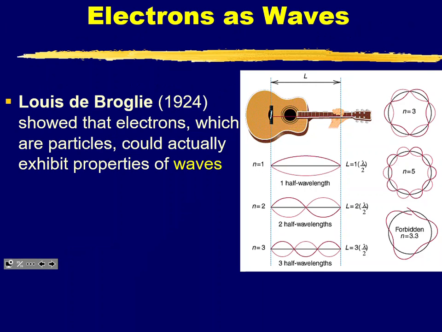Electrons as a wave. De Broglie showed that electrons, which are particles, could actually exhibit properties of waves as well. So not only does light have particle-wave duality, so do electrons. They can behave like particles that bump into things, or like waves that are like energy. So it's kind of an interesting combination here.